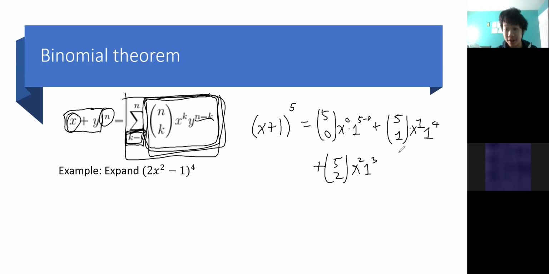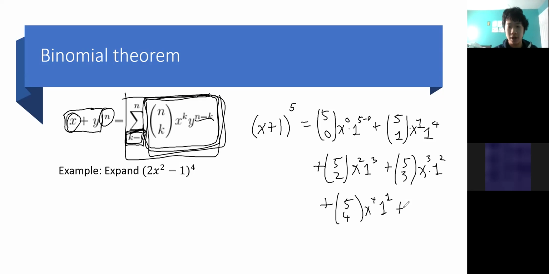Now, I'll do it again. K is 3. I'll move it up again. K is now 3. I will do 5, choose 3, x to the third, 1 squared. Okay. So again, plus 5, choose 4, x to the fourth, 1 to the 1. Add one more, 5, choose 5, x to the fifth, times 1 to the 0.